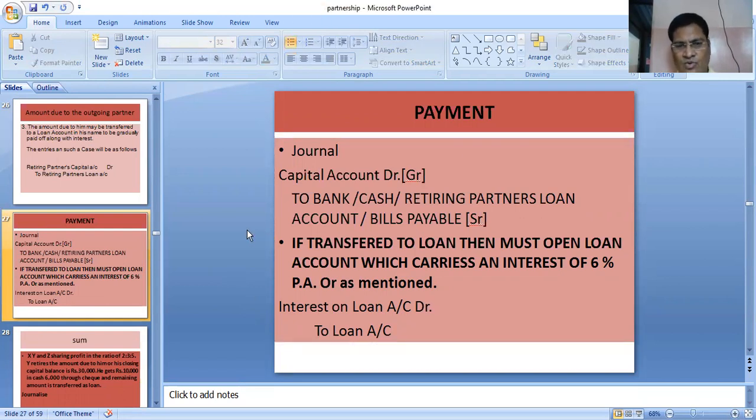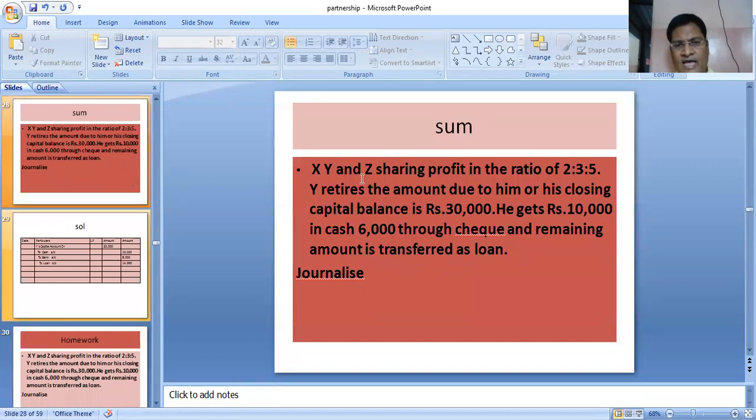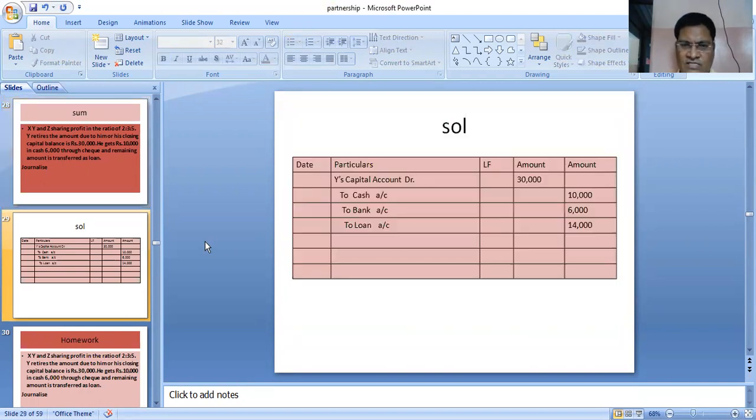So let's do one sum. X, Y, and Z sharing profits in the ratio 2:3:5. Y retires. The amount due to him, or his closing capital balance, is 30,000. The amount due to him after doing everything is 30,000. He gets 10,000 in cash, 6,000 through check, and the remaining amount is transferred as loan. Journalize. Very simple. We will just debit Y's capital because he is retiring.